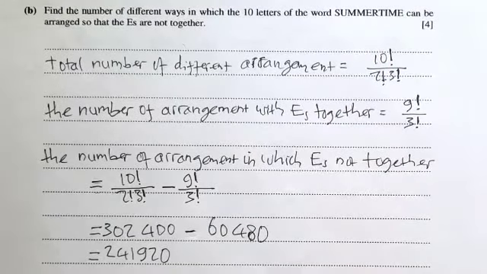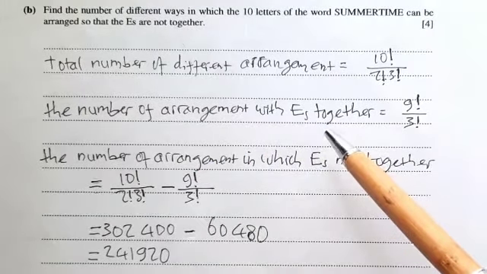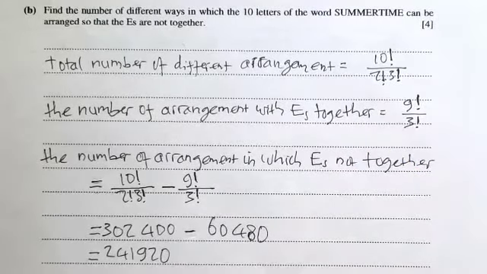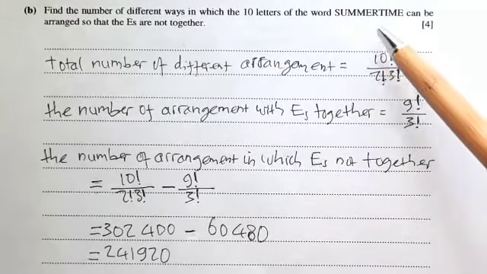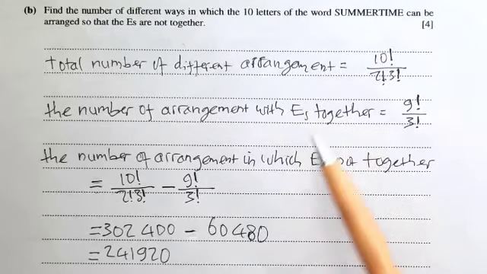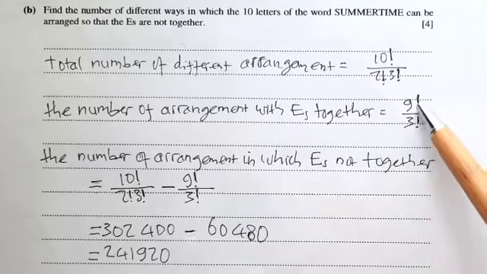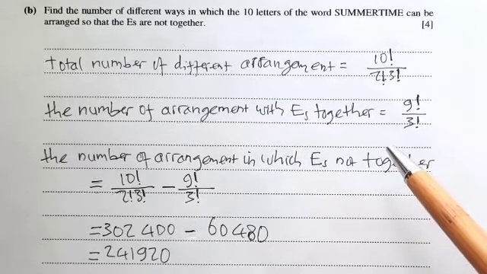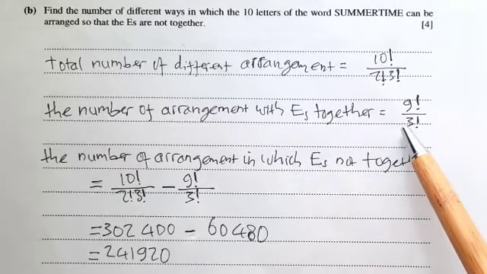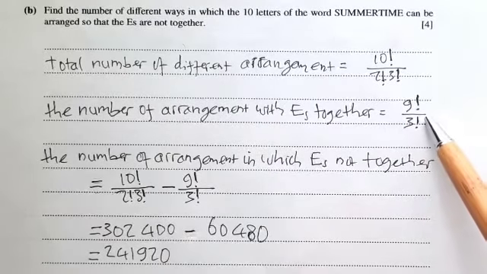Now, first we calculate the number of arrangements when the 2 E's are together. Thus we gather the 2 E's to form one block. Thus this block with the remaining 8 letters forms 9 objects, of which 3 M's are identical to each other. Thus which can be permuted in 9 factorial divided by 3 factorial ways.